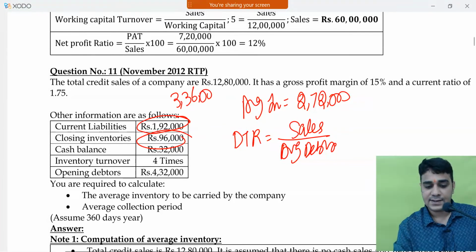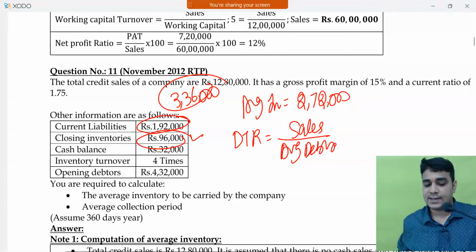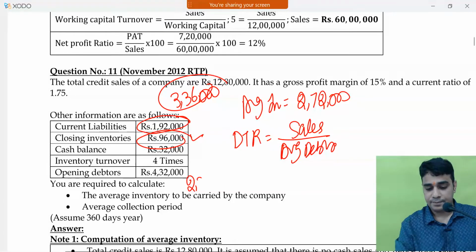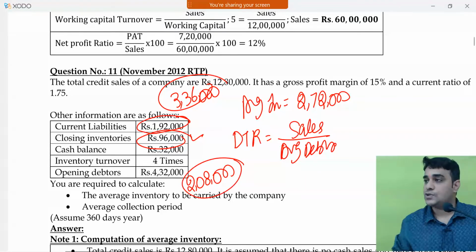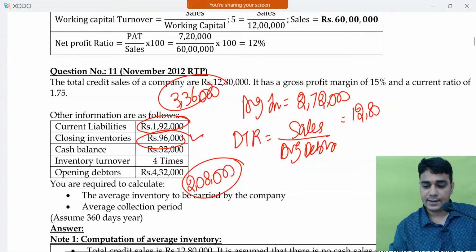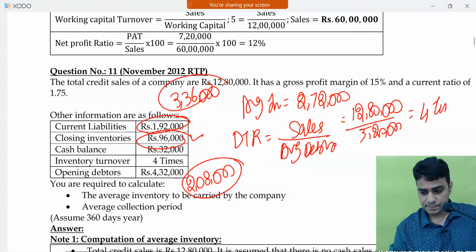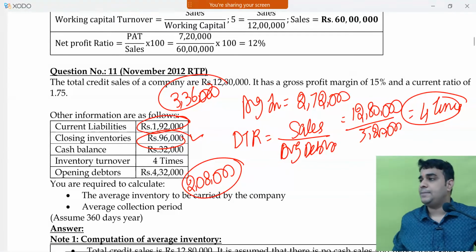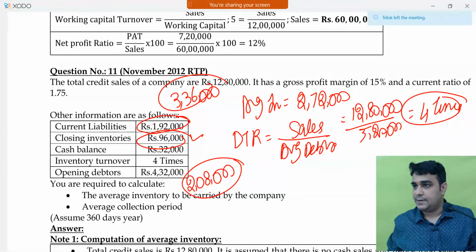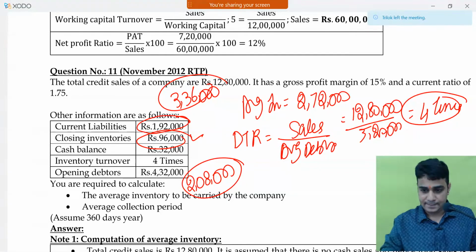In that 3 lakh 36, closing inventory is 96, cash is 32, leftover is debtors. How much is debtors? 2 lakh 8,000. Closing is 2 lakh 8, opening is 4 lakh 32, average is how much? 3 lakh 20. So divide, 4 times, and my average collection period is 360 by 4, which is going to be 90 days.